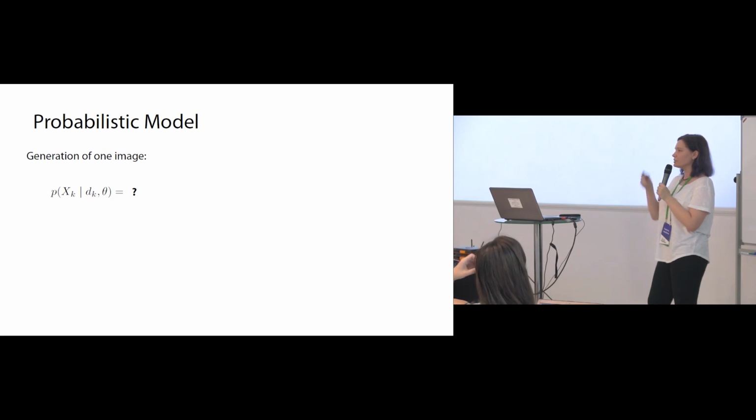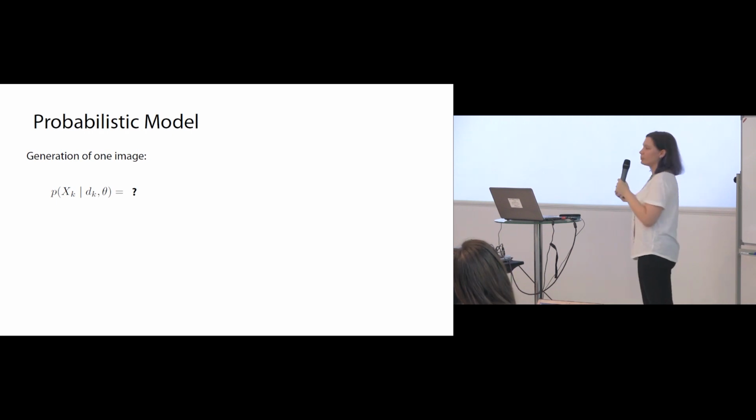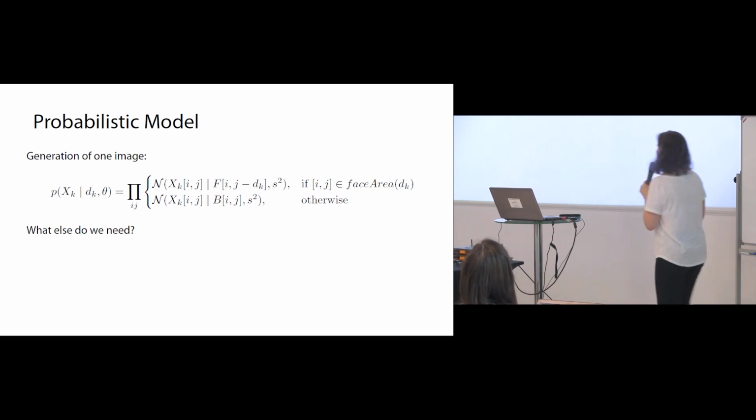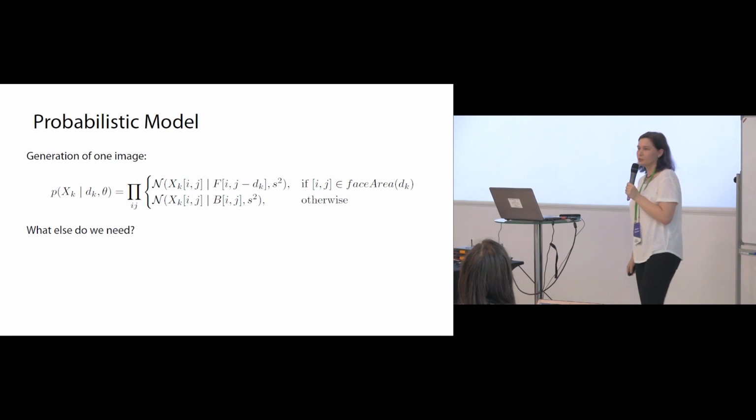Yeah, it's Gaussian, but actually it's a product of Gaussians. The product is because we generate each pixel separately. So we have the product over all the pixels, and we have two cases for the Gaussian. Both of them are Gaussians with variance sigma squared, but the means are different. The first case is for pixels inside the face area, and the second one is for pixels inside the background. Is it clear? Okay.